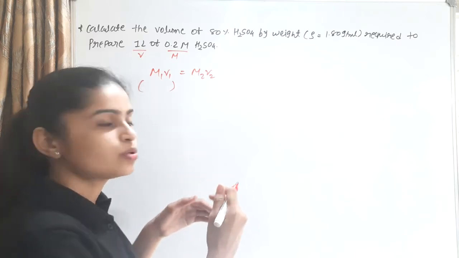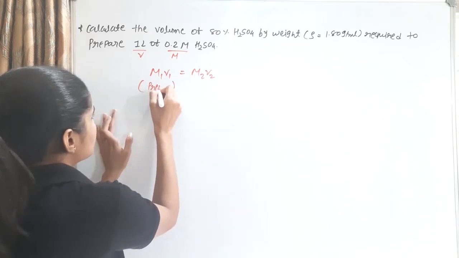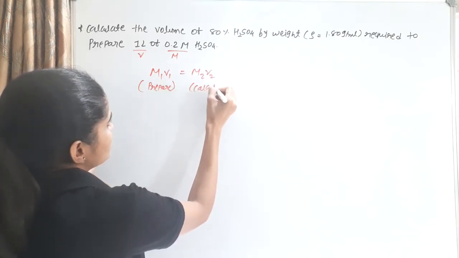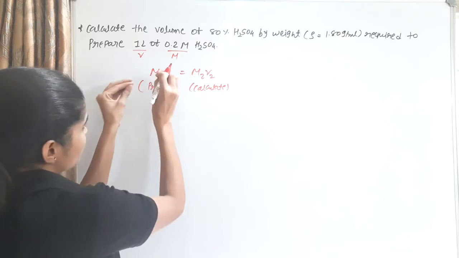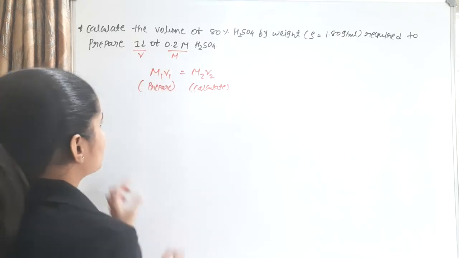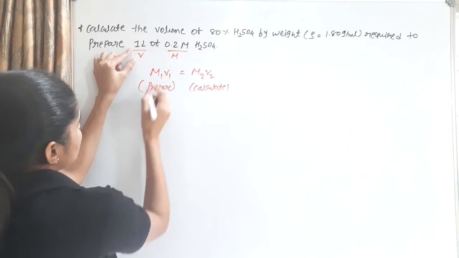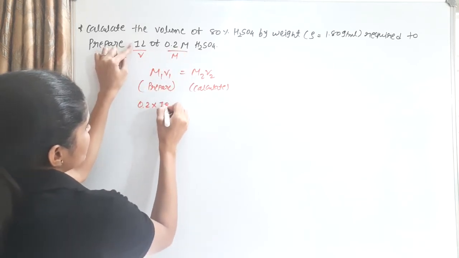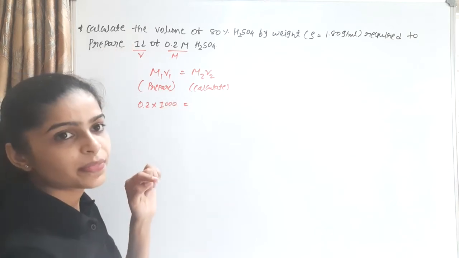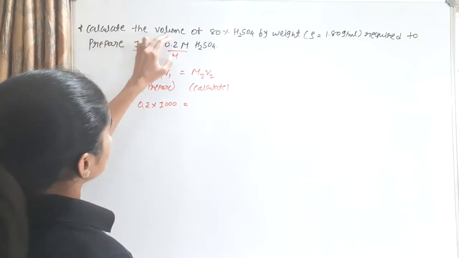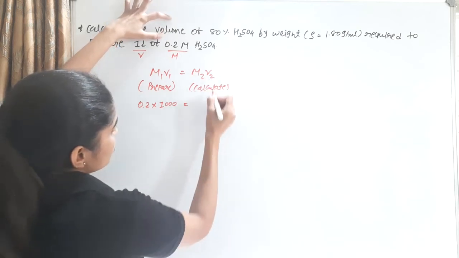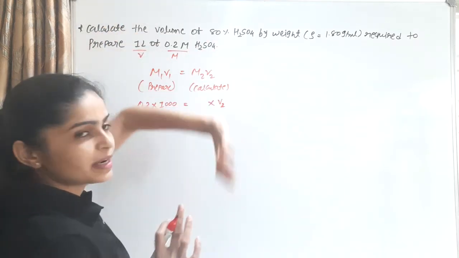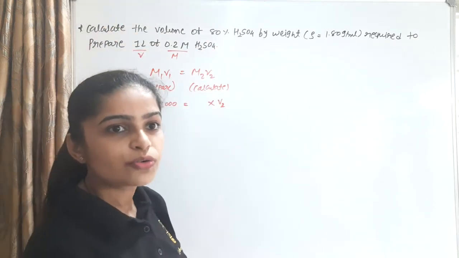How to make this solution? So it is known as the prepared solution, and M2V2 is the one we calculate, so it is known as calculated. Or you can name them A or B, any type of name. So M1V1 is prepared. Data given: M1 is 0.2 and V1 is 1 liter, converted into 1000 ml. Then we calculate the volume. So this volume is calculated, and M2 we have to find out.